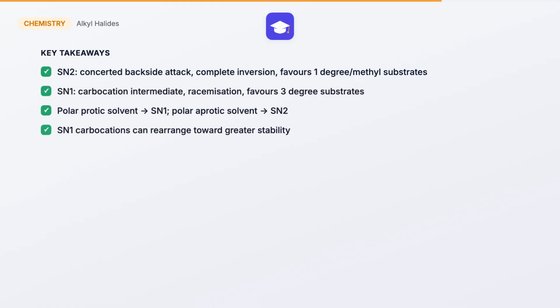SN2 is a single concerted step with backside attack, giving complete inversion of configuration, and is favored by unhindered substrates, strong nucleophiles, and polar aprotic solvents. SN1 proceeds through a planar carbocation intermediate, giving a racemic product, and is favored by tertiary substrates, weak nucleophiles, and polar protic solvents, with a constant risk of carbocation rearrangement. Matching mechanism to stereochemical outcome is the key skill this topic tests.